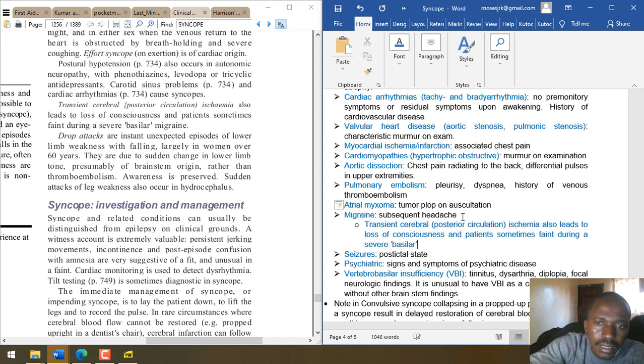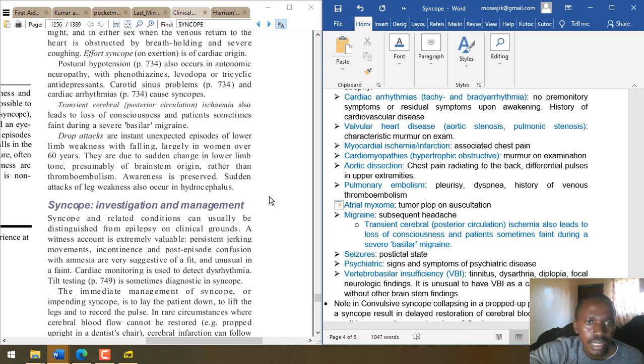Ischemia also leads to loss of consciousness, and patients sometimes faint during a severe basilar migraine. Okay, so drop attacks are instant, unexpected episodes of lower limb weakness, with falling largely in women over 60 years. They are due to changes in blah blah blah. So this looks like sudden attacks of leg weakness also occurring in hydrocephalus.